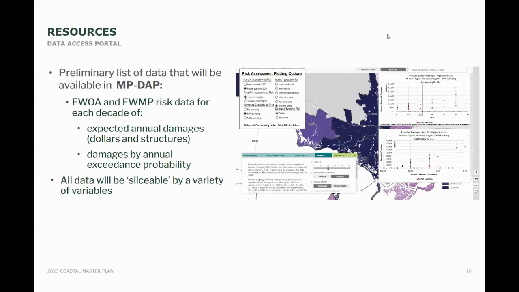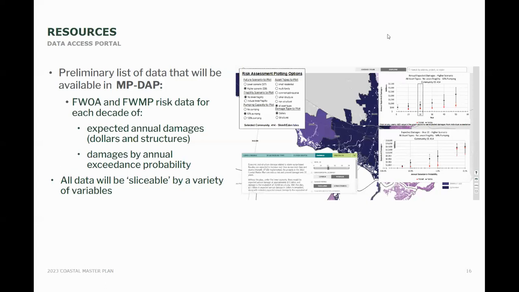So what would that risk buy down look like if only 50% of the community participates? Or what would it look like if everybody participates in those non-structural mitigation measures? And so those sort of variables and scenario assumptions are what I mean by what we can slice the data across.